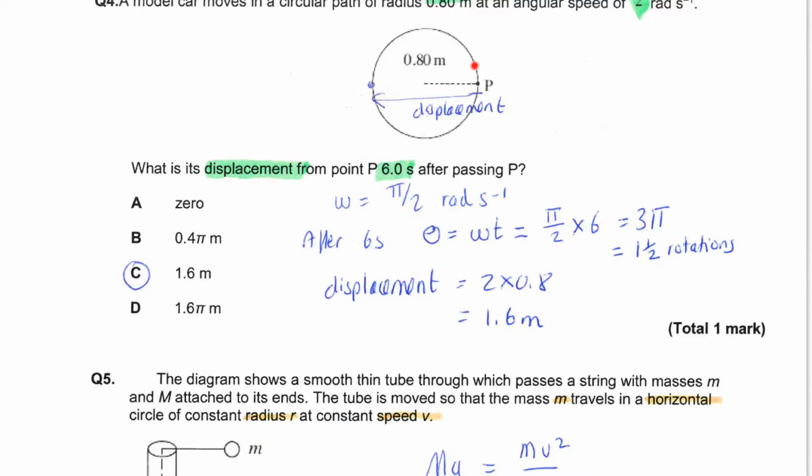So imagine the car going around the circle 1.5 times and it will finish at this point on the opposite side. So finally displacement is measured from P, so from P to the opposite side is equivalent to 2 radii, therefore 1.6 meters.